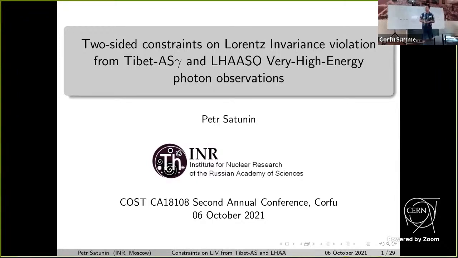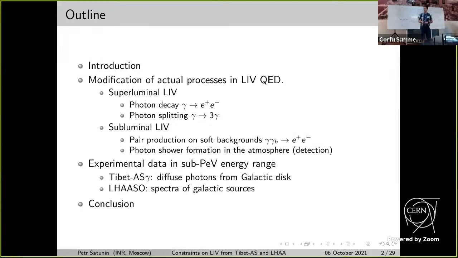So my talk is about some constraints on Lorentz Invariance violation in the photon sector from observations from the Tibet-ASgamma experiment and the LHAASO experiment. So, the outline of my talk. First, I will give a short reminder introduction about Lorentz Invariance violation.